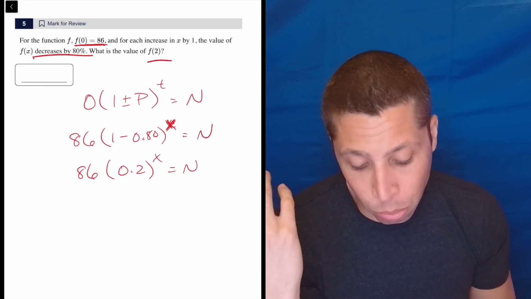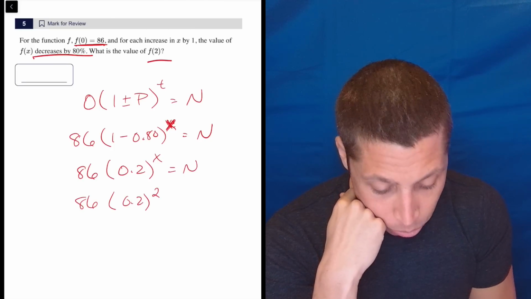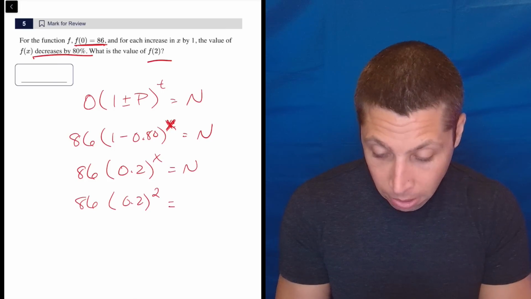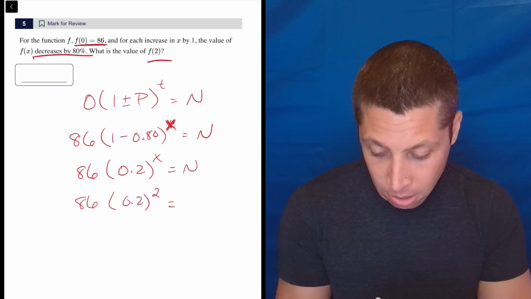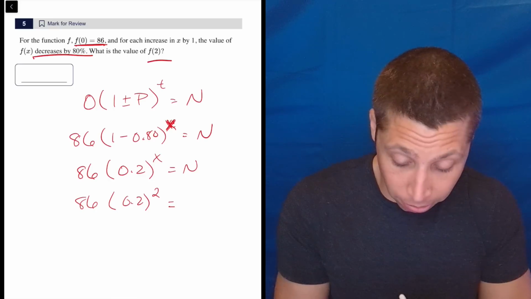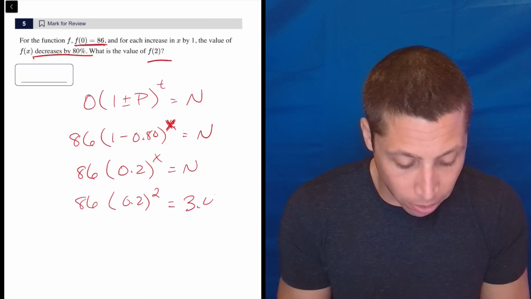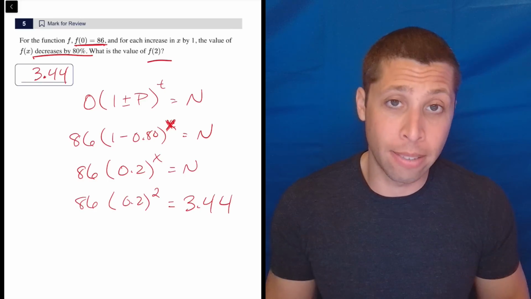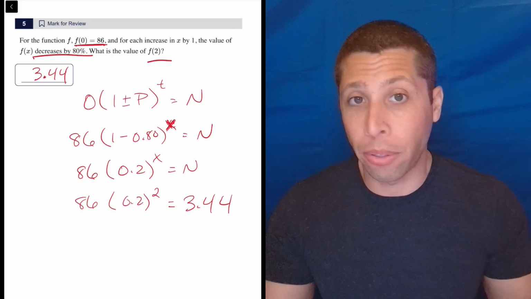And then they want f of 2, so that just means put 2 in for x. So 86 times 0.2 squared. And I would just go to the calculator here. So 0.2 squared. Oop, got to turn it on first. 0.2 squared is 0.04. I'm just going to leave it in the calculator and times that by 86 because I know how to do PEMDAS. And I get 3.44, which is the answer. And I would write that as a decimal, not a fraction, because it's a terminal decimal. It ends. So that way I don't have to deal with rounding or anything like that.